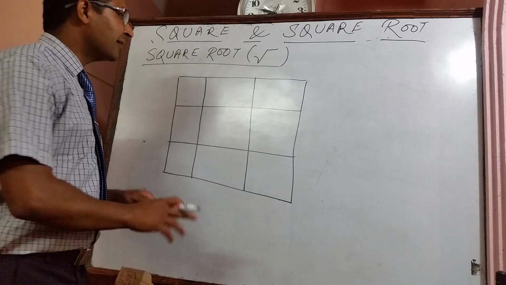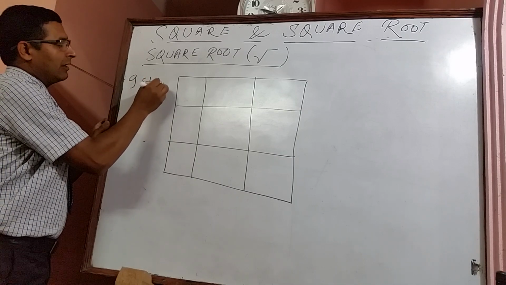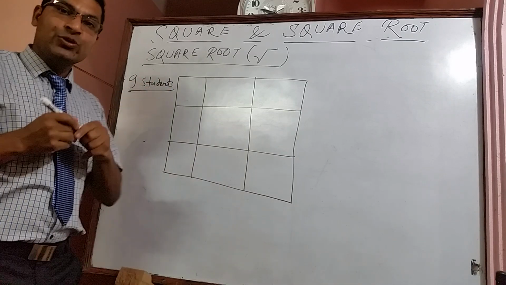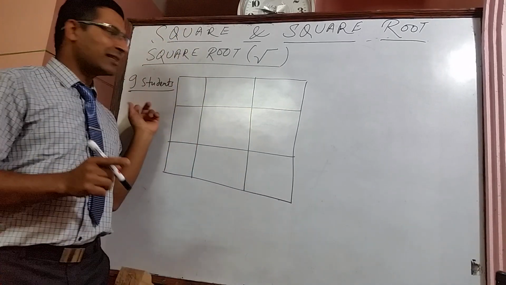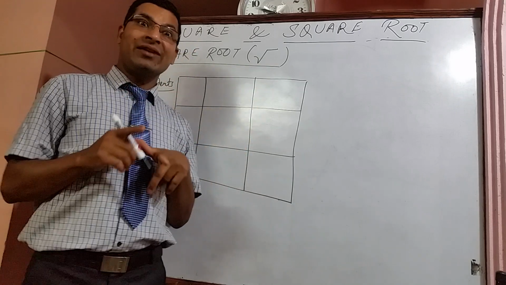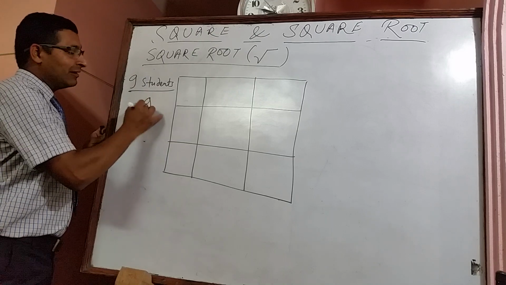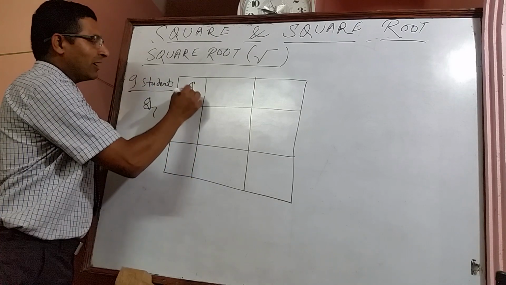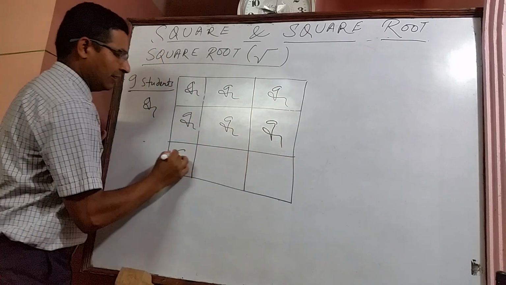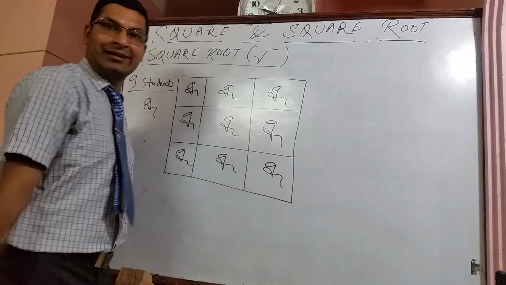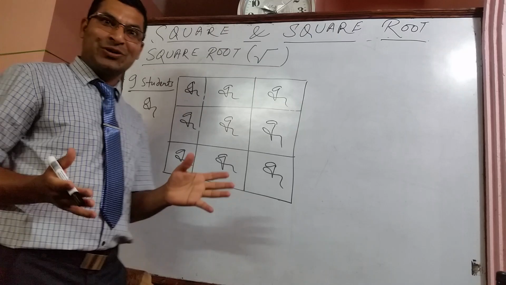Now let's see here. If there are 9 students, and you have to arrange those 9 students in the assembly in square form, because you are the captain, you can arrange them like one here, another here, and so on. 9 students are arranged in a square form. Maybe they are going to play a game.